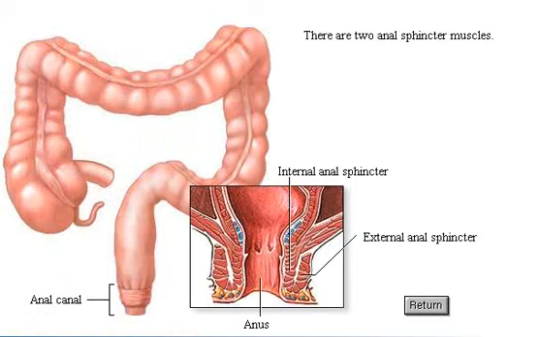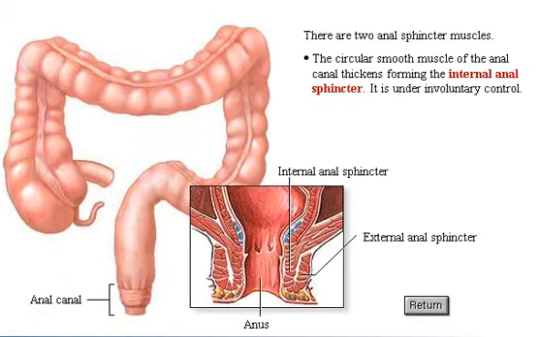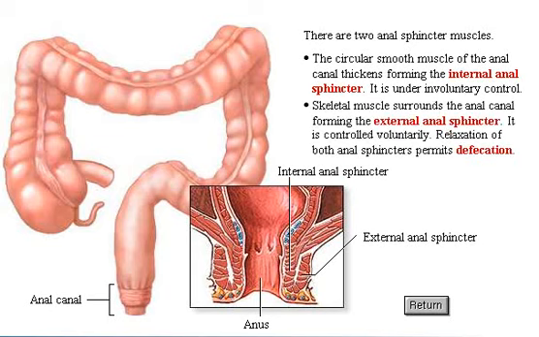There are two anal sphincter muscles. The circular smooth muscle of the anal canal thickens to form the internal anal sphincter. It is under involuntary control. Skeletal muscle surrounds the anal canal to form the external anal sphincter, which is controlled voluntarily. Relaxation of both anal sphincters permits defecation. Click the Return button to revert to the original diagram.